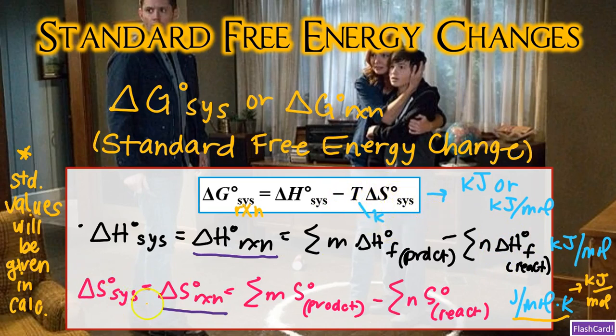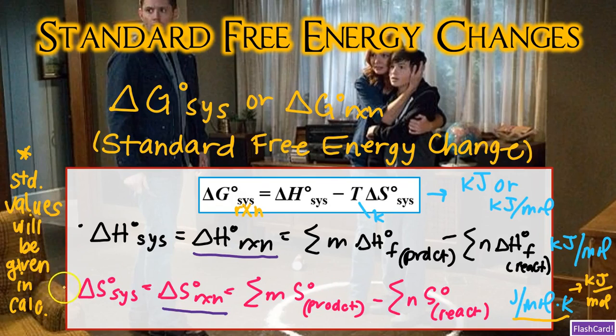Now, delta S naught of the system is equal to delta S naught of the reaction, of course, because it's interchangeable. And delta S naught of the reaction is equal to the sum of the moles of the products multiplied by their S naught value, subtracted by the moles of reactants multiplied by their S naught value. And of course, we're taking the sum of all this as well. All standard values that we see here will be given to you in the calculation, so you don't have to worry about memorizing those at all.